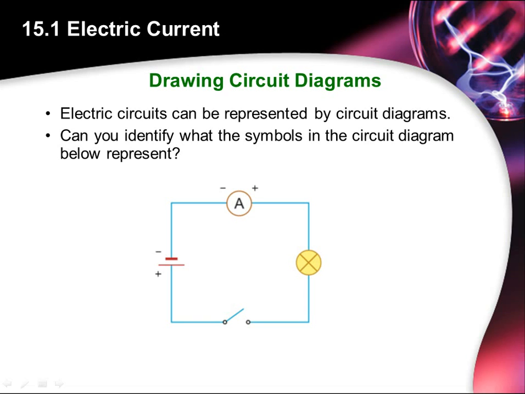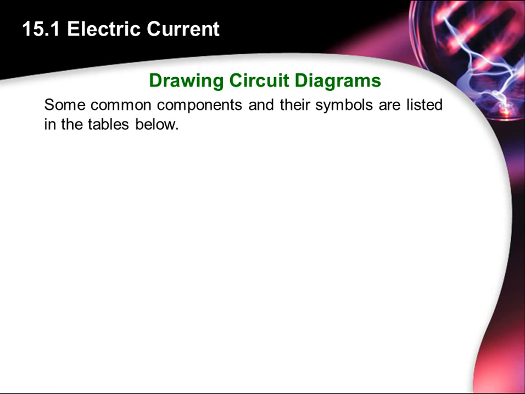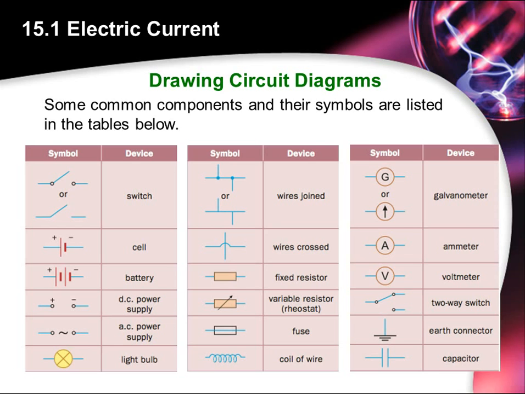Here's a little example, and I'm sure that you can see the parts of the circuit that you've already learned about. Ammeter, a bulb, connecting wires, switch, as well as a cell. Alright, and here's the whole long list.